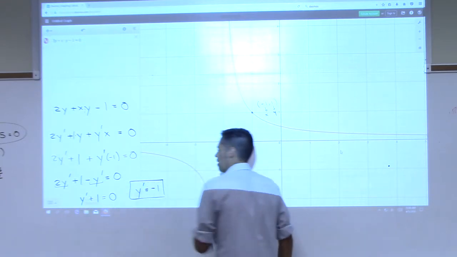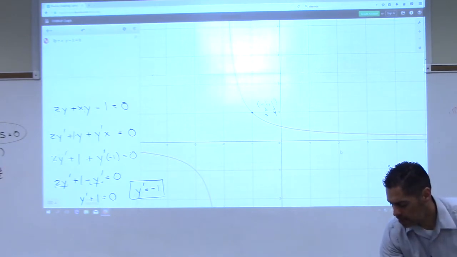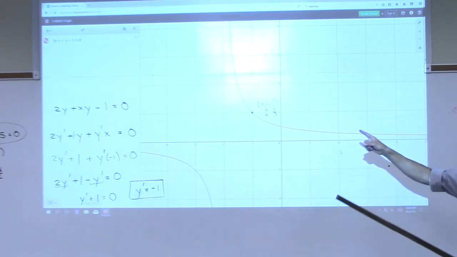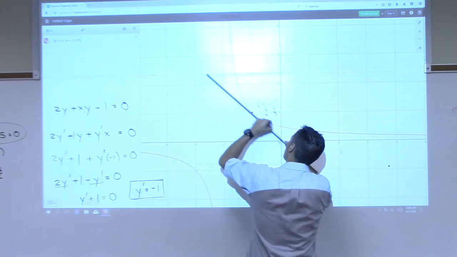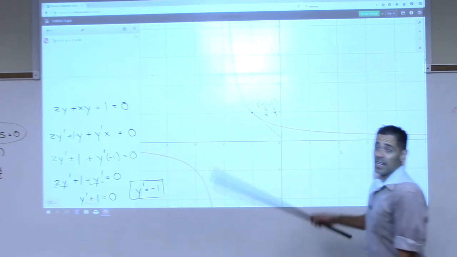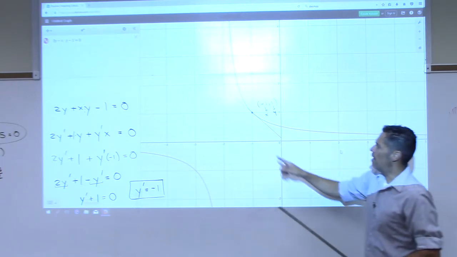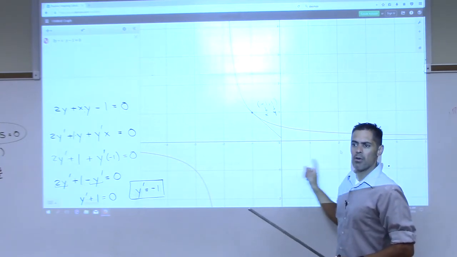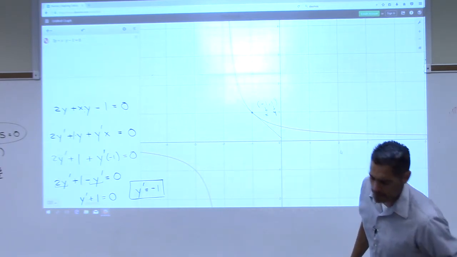We're done. Does it seem to match our picture up here? Does that information match what we have? Yeah, because if you look at the slope of this tangent line, it's negative, so that makes us feel good. And it looks like negative 1, right? Like down 1 over 1, down 1 over 1. That's what it looks like. Okay, that's it.